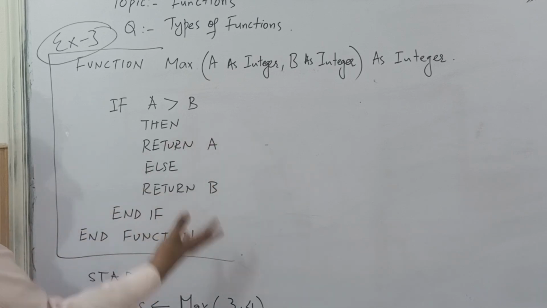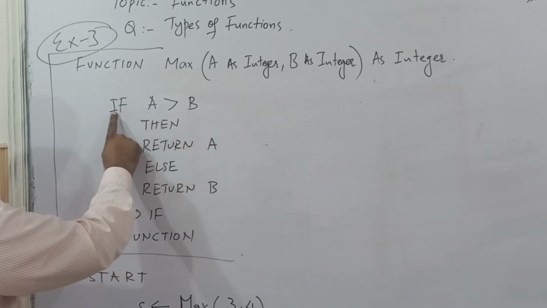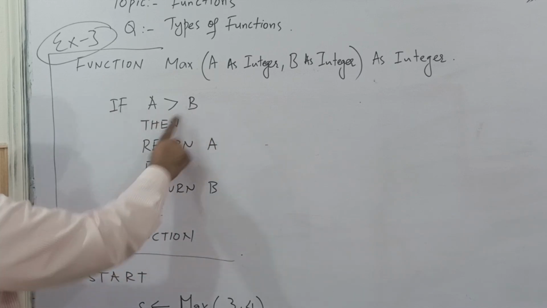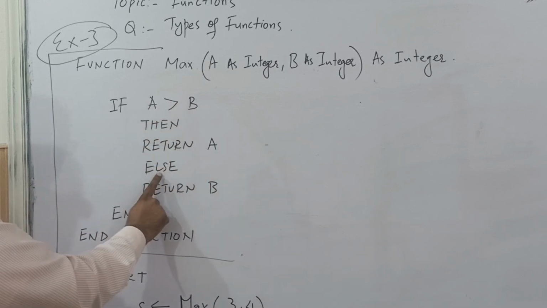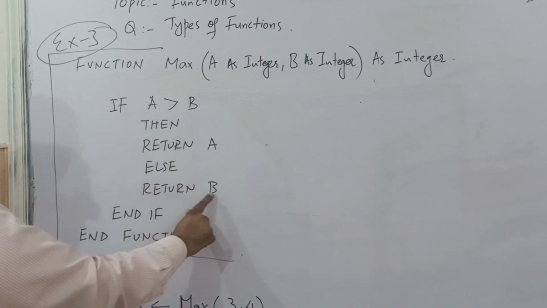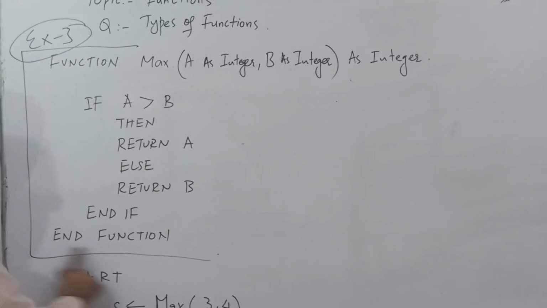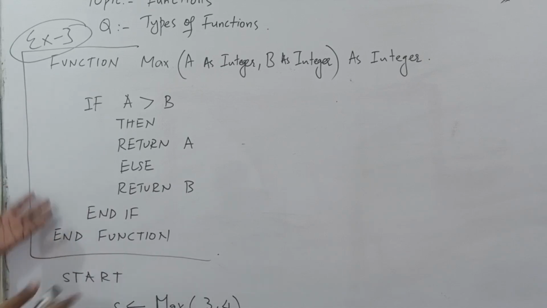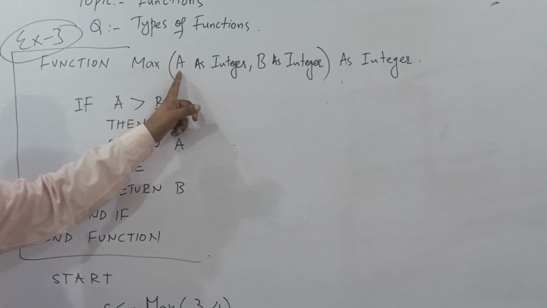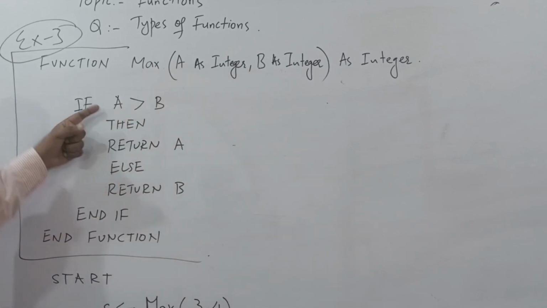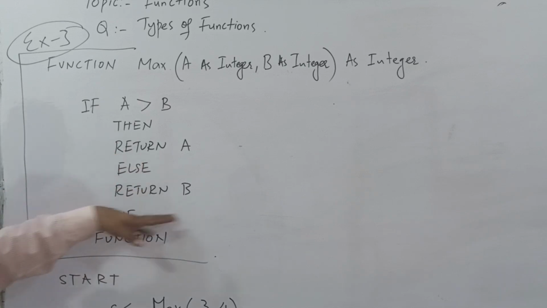It does not store it in its own variables, it just returns that. So if A is greater than B, then it returns A, and if it is not greater than B, then it goes into else and it returns B. This is if, this is its end if, and this is function, and this is its end function. So overall, this function receives two inputs from the main, names them as A and B, then it finds out which of the two is greater, and it returns the greater back.